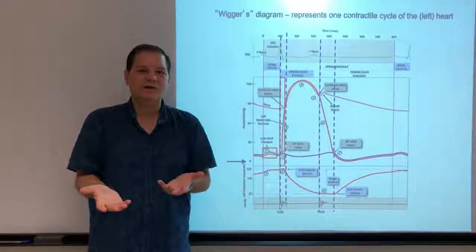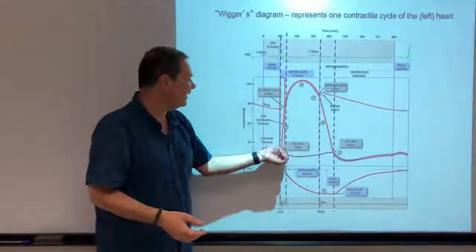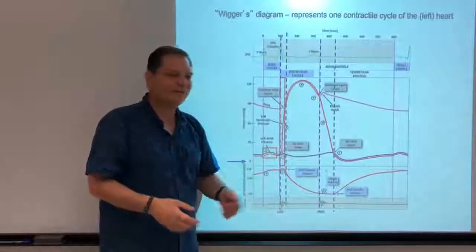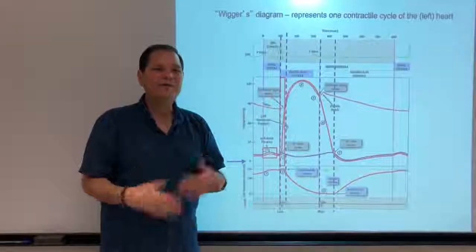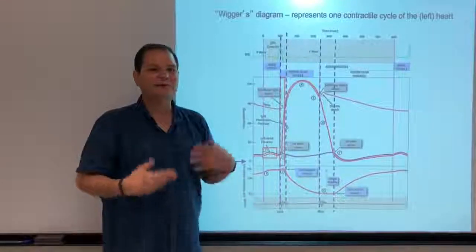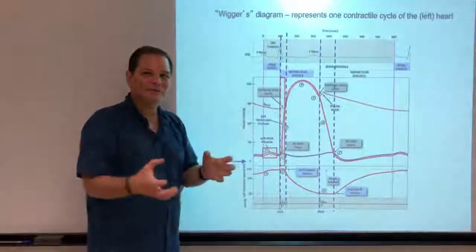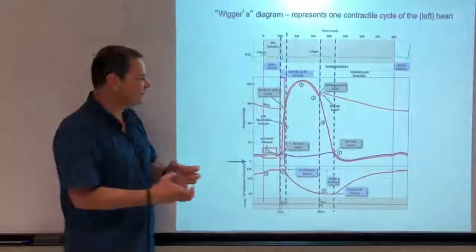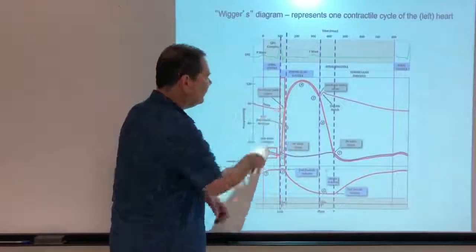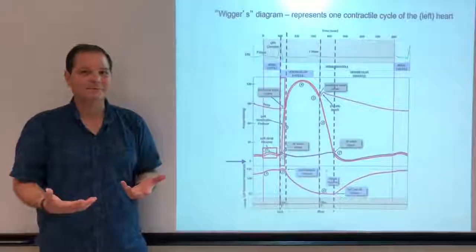is not changing, but the pressure is going up. So we call this isovolumetric contraction. Isovolumetric because the volume is not changing, but nevertheless the muscle is contracting and the pressure is going up. So this period has a special name, okay?